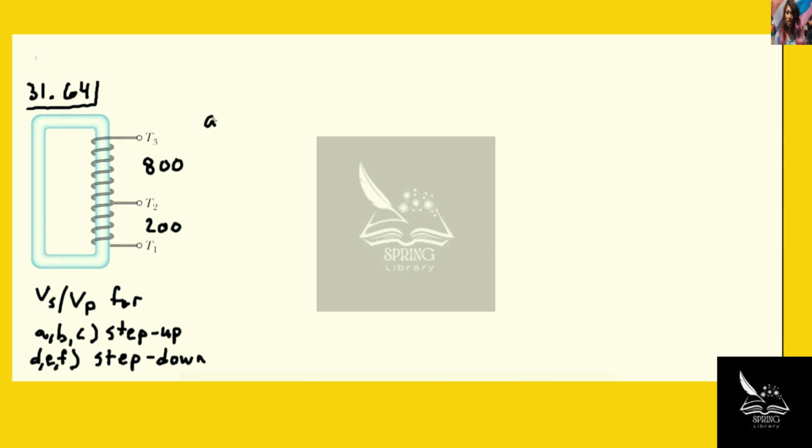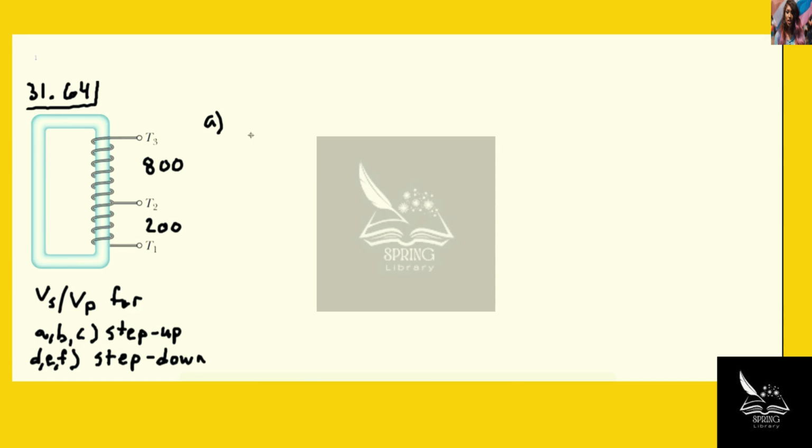You can use any two terminals as the primary and then any other two terminals as the secondary. One of them is going to be used twice, which is why these are not often used for things like power supplies, because they don't provide isolation between the line voltage and the equipment you're powering with them.